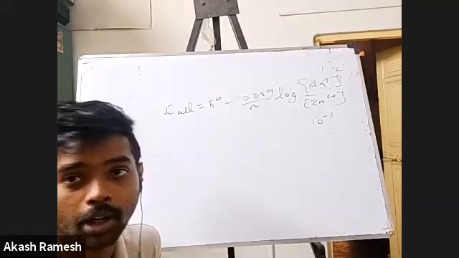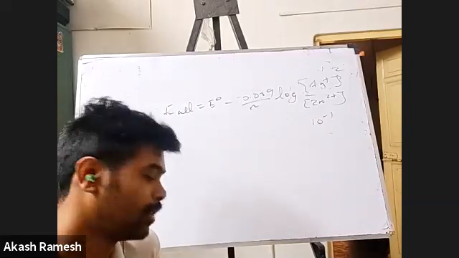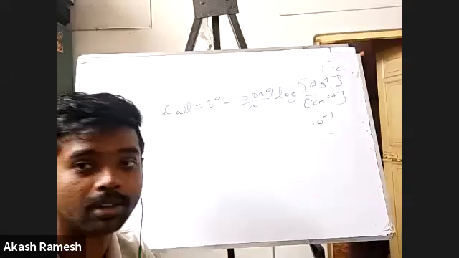Sir, for the Nernst equation, like for quick calculations, can we just assume that 0.059 is 0.06? Absolutely, you can do. No worries at all. Right? 0.059, you can always put it as 0.06.